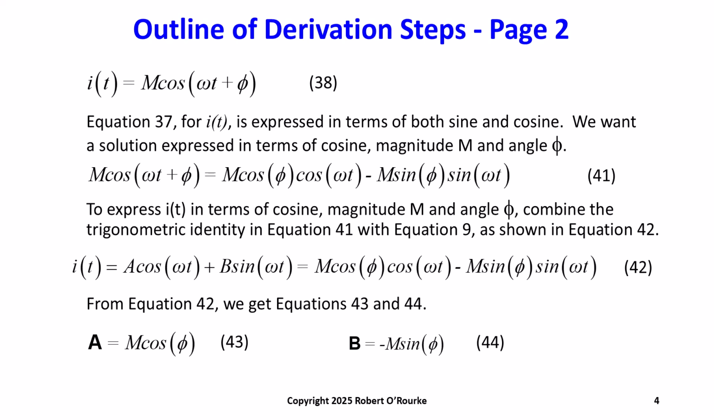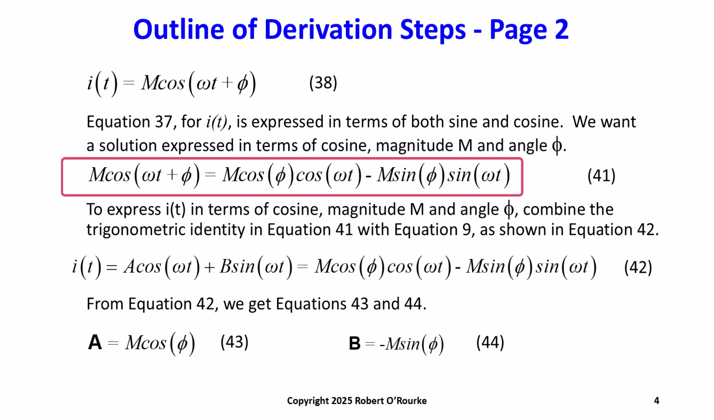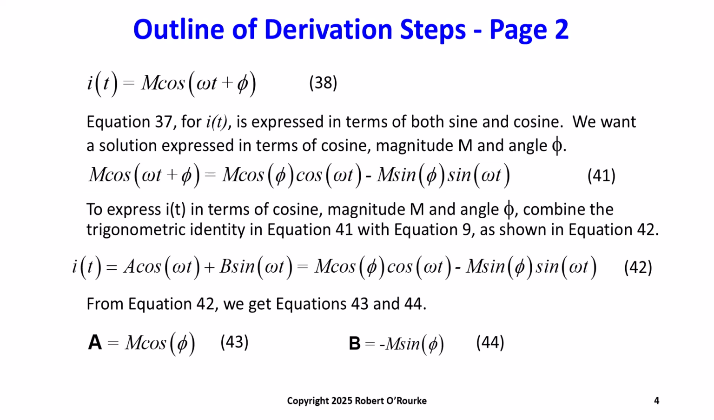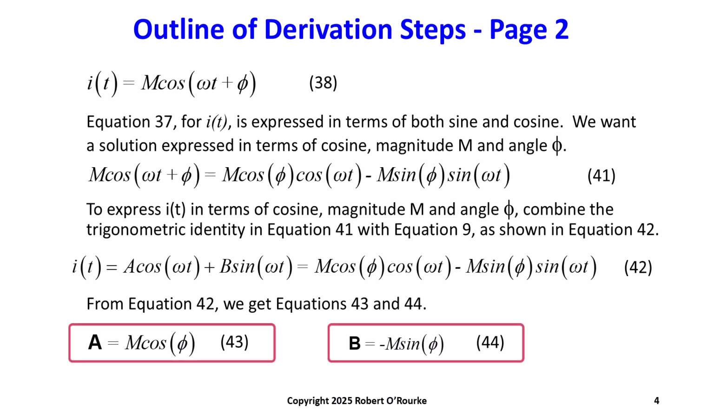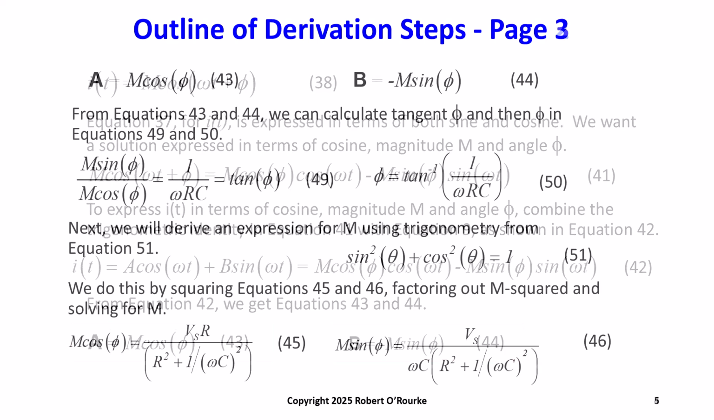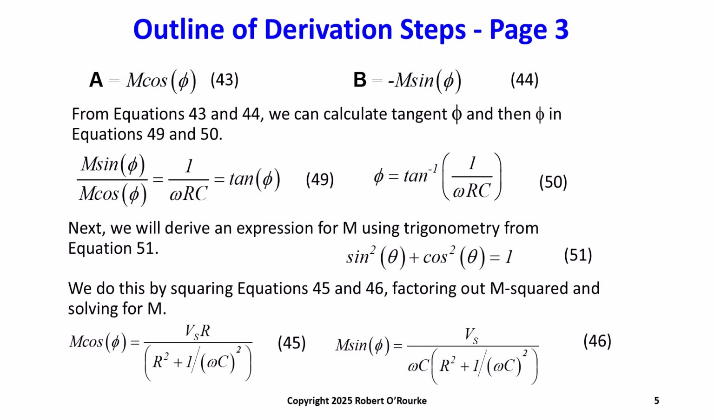We can express the differential equation solution in terms of only cosine by using a trigonometric identity for the sum of two angles in equation 41. Combining equation 41 with equation 9, shown in equation 42, gives us A and B expressed in terms of magnitude m and angle phi in equations 43 and 44. Using equations 43 and 44, we can derive the tangent of phi. Then, taking the arctangent, we solve for phi in equation 50.